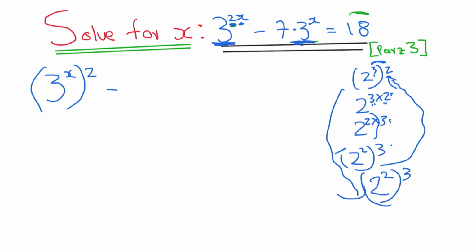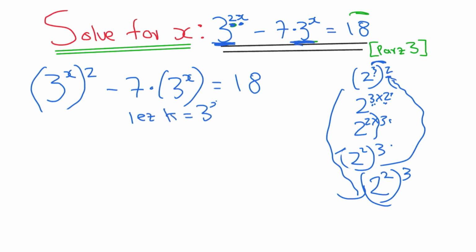And you're going to say minus 7 multiplied by 3 to the exponent x. You can bracket it as well. And then you're going to say equals 18. Does that make sense? That's the tricky part. From here on, you let k be 3 to the exponent x, so that it can be turned into a quadratic equation. So let me show you. Where you see 3 to the exponent x, you substitute by k. So it's going to be k squared minus 7k. And then I will transpose 18 and say minus 18 equals 0.